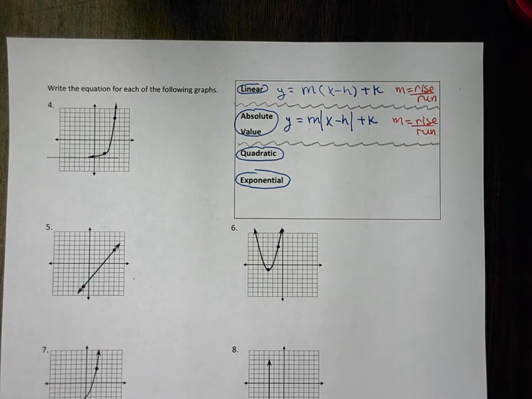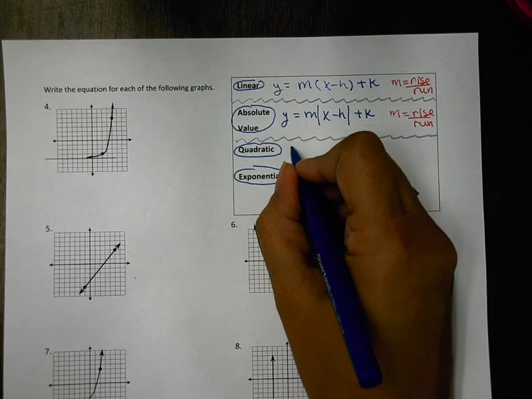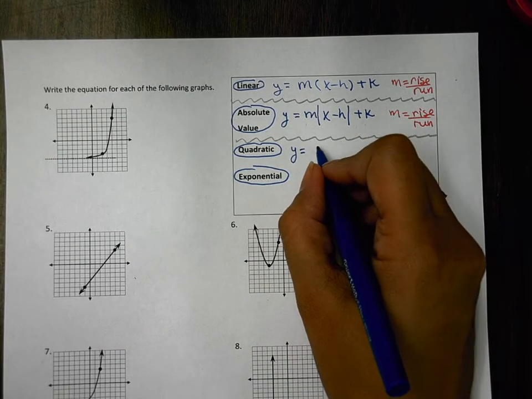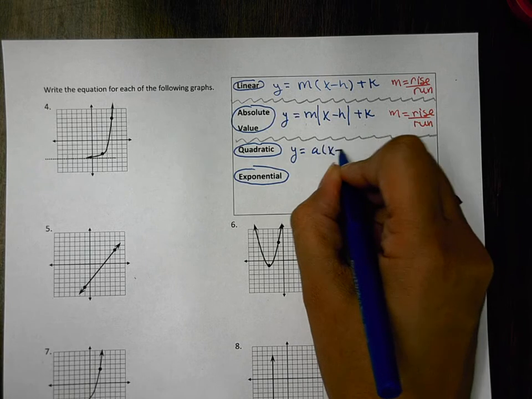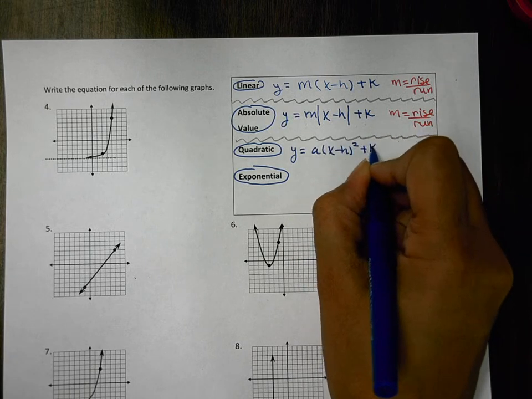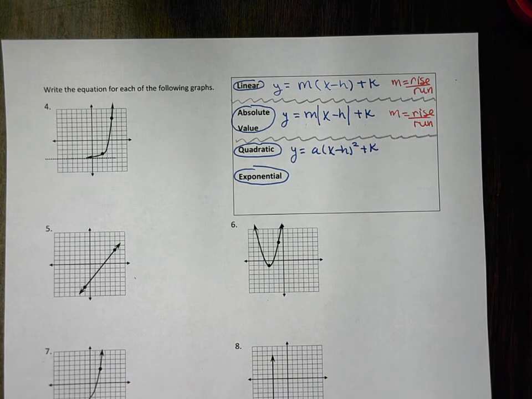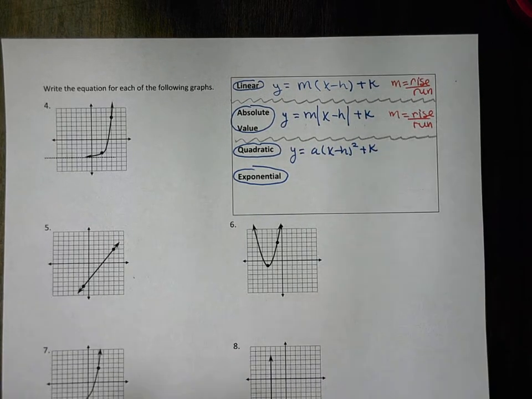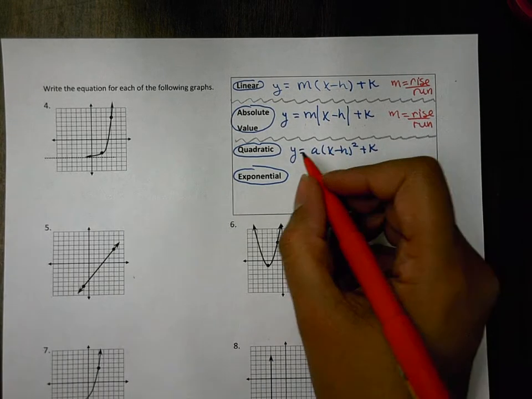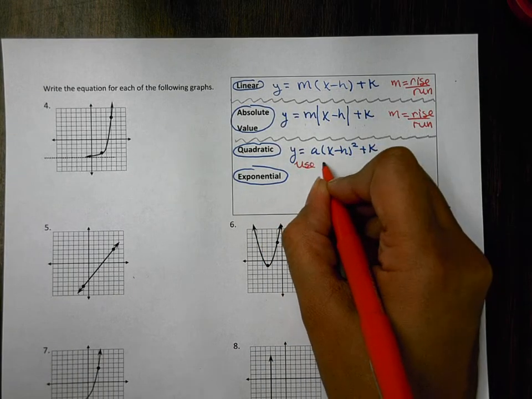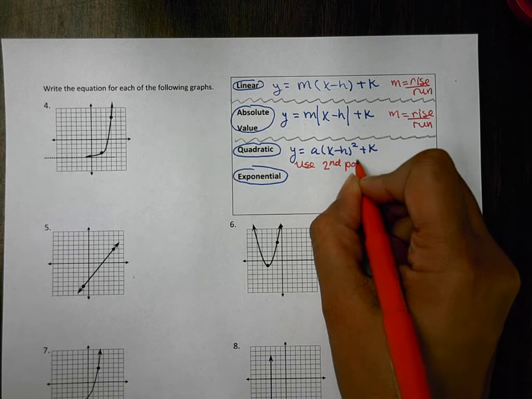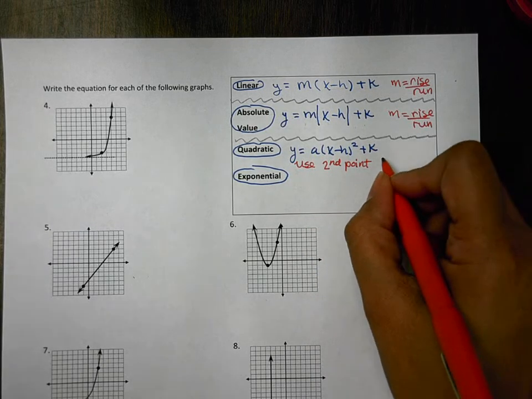Okay, so what do we do here? This is y equals a times the quantity of x minus h squared plus k. The h and the k we're going to always find by just figuring out how far we shift from our start, right 2 or left 2 or up 3 or down 3. That's where we're going to find our h, k. Now here, how do we find a? We use the second point to find a.